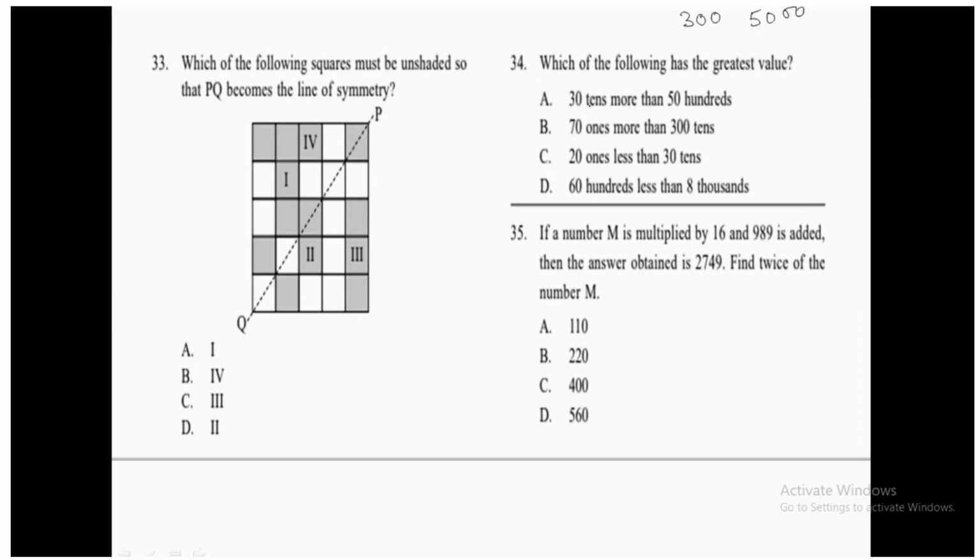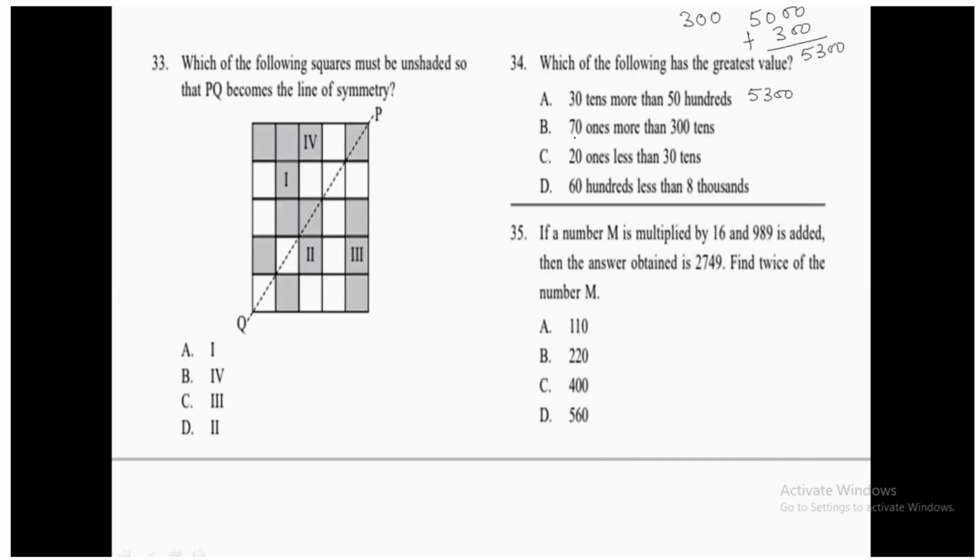Correct. Now this option is saying that 30 times more than 50/100. So which means we need to add 300 in 5,000. So what we are getting? We are getting 5,300. Okay. So first number is 5,300. Correct. Now let's move to the second option, which is like 71s more than 300 times.